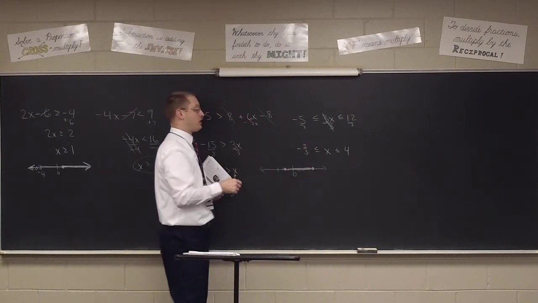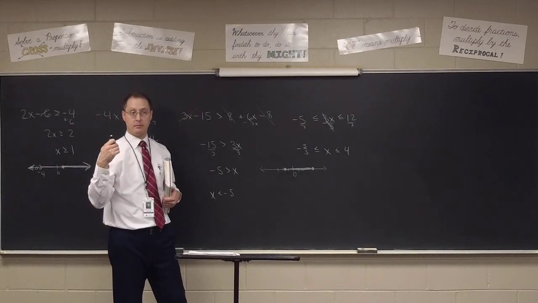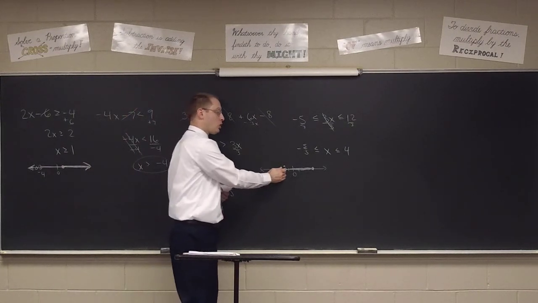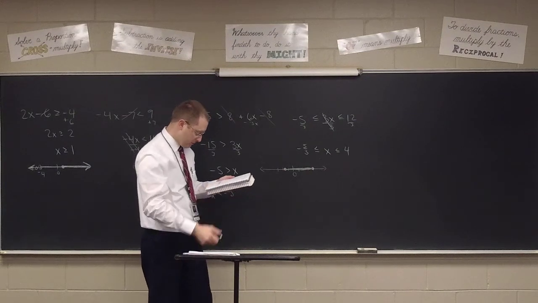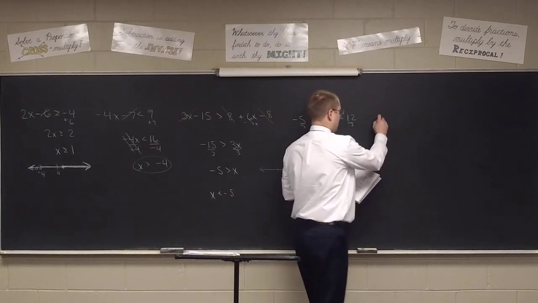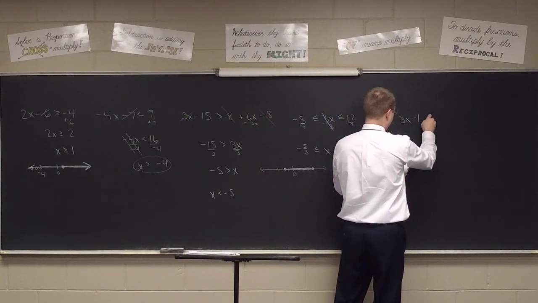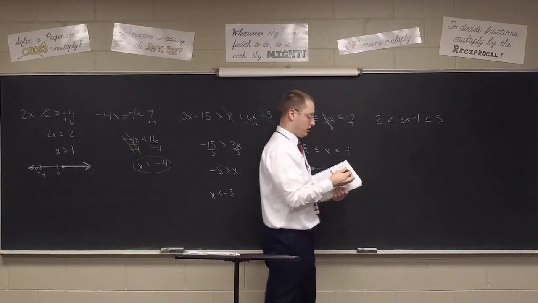We would refer to this type of inequality as a closed inequality because we have closed dots on the ends. If we look at number 11, 2 is less than 3x and then negative 1 is less than or equal to 5. Noah, what do we do first?